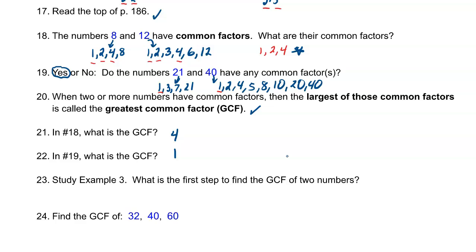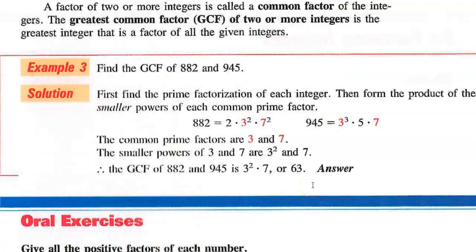Number 23, study example 3. What is the first step to find the greatest common factor of 2 numbers? The authors suggest finding the prime factorization of each integer. Then form the product using the smaller powers of each common prime factor. This is a different technique than what I did on the 2 previous examples in the notes. I made lists of all of the factors, and then I simply looked for the greatest one that was common. The authors are suggesting a different technique.